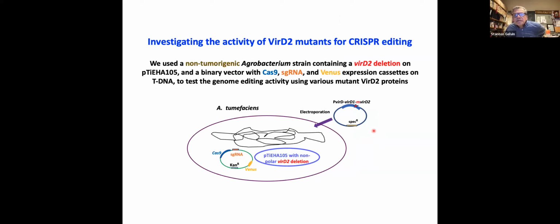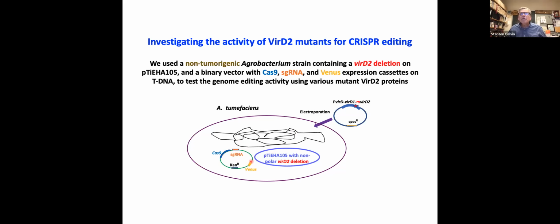So the next thing we wanted to know was, well, how can we use these for genome editing? So now we have our non-polar VirD2 mutation in the Ti plasmid. We put in our various VirD2 mutants, and now our T-DNA binary vector has, on the T-DNA, a Venus gene, which is a fluorescent gene, and a Cas9 gene and a guide RNA. And this we're going to use for editing.